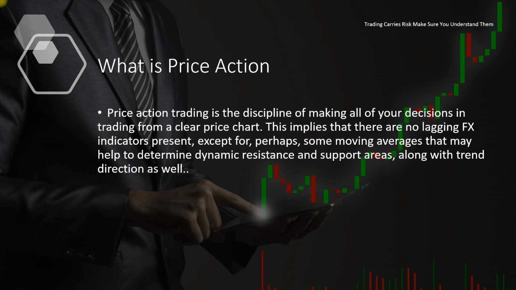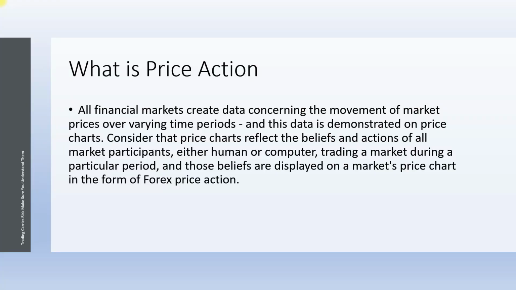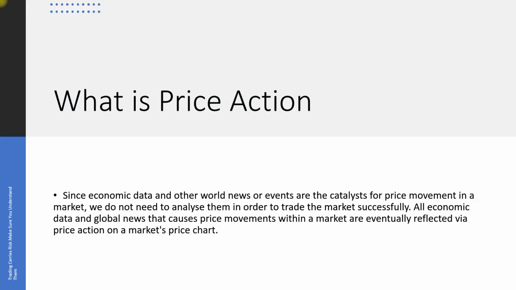This implies that there are no lagging Forex indicators present, maybe some moving averages that'll help us see the trend, and dynamic support and resistance to give us dynamic support and resistance areas, along with a trend direction. All financial markets create data concerning the movement of market prices over varying time periods, and this data is demonstrated on price charts. Considering that price charts reflect the beliefs and actions of all market participants, either human or computer, trading a market during a particular period, those beliefs are displayed on a market's price chart in the form of Forex price action.